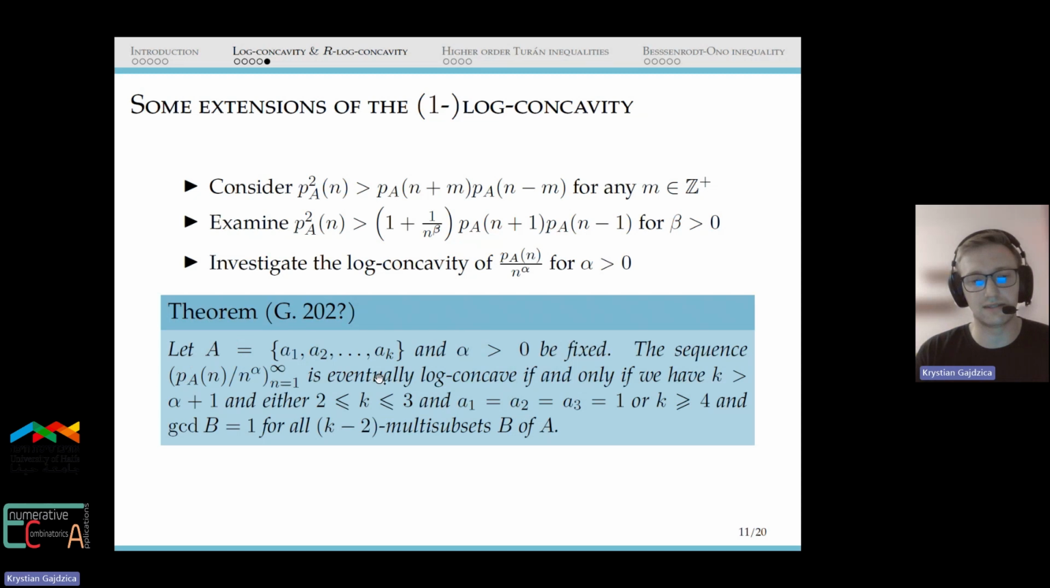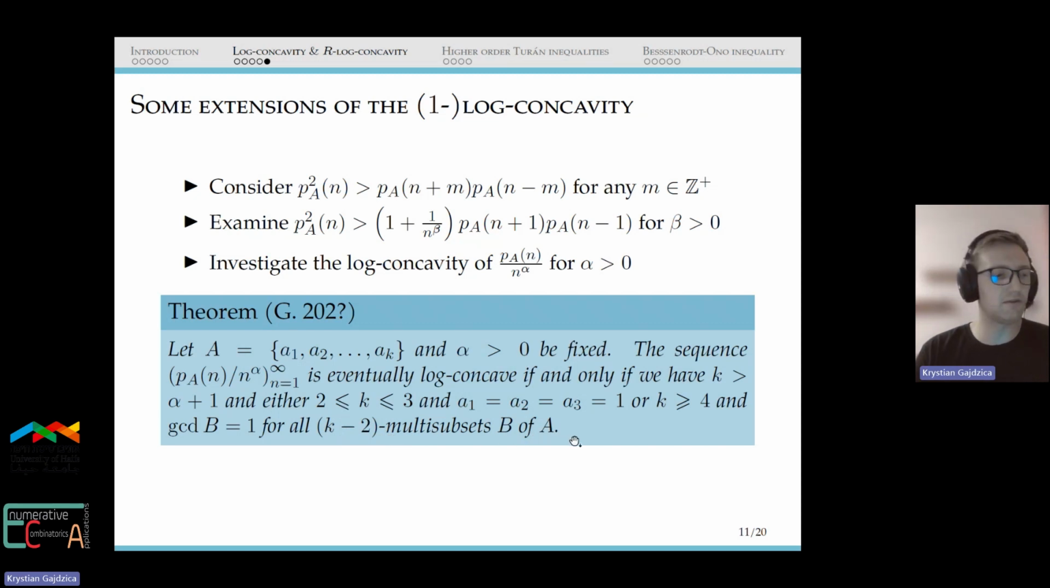So this sequence is eventually log concave if and only if K is greater than alpha plus 1, and either K is 2 or 3, in which case we need to require that A1 equals A2 equals A3 equals 1, or K is at least 4. And in that case, it is enough to assume the assumption from the theorem from the previous slide for the case of the 1 log concavity problem. So that is this assumption that every K minus 2 multisubset of A is coprime.